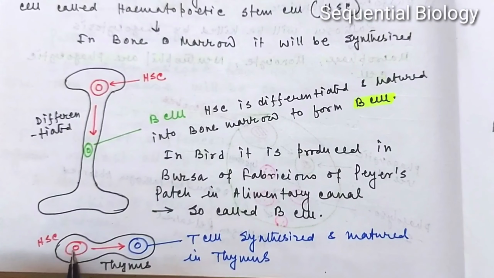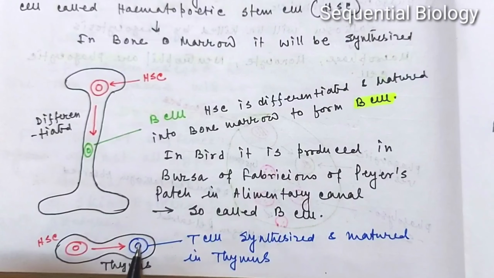But when this hematopoietic stem cell migrates to the thymus and is differentiated inside the thymus, then this differentiated cell is known as T cell. And since these T cells are developed in the thymus, they are named T cell.